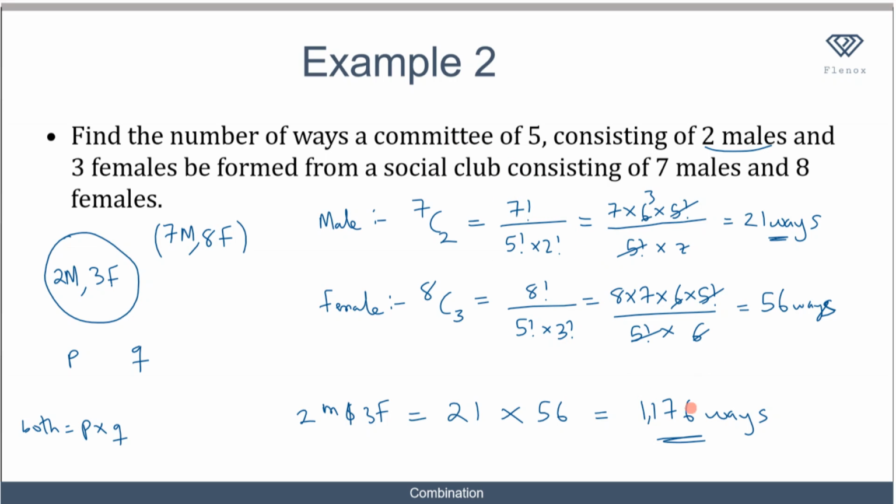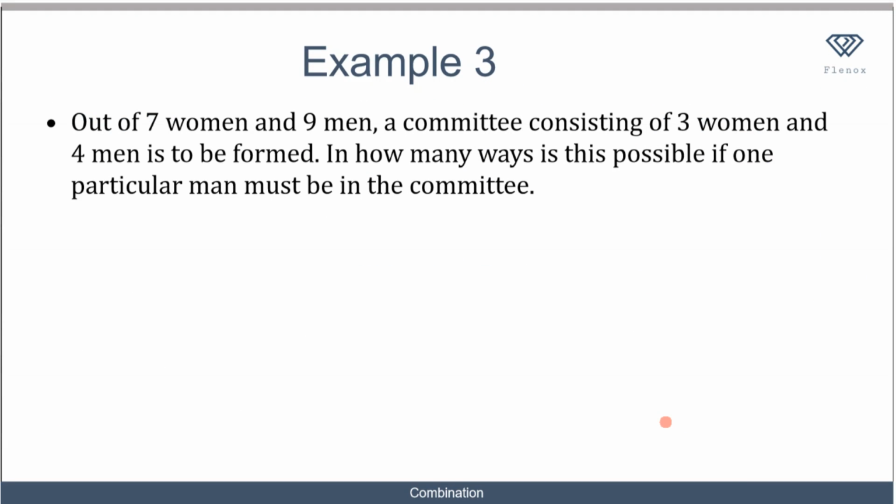Pretty much a large number, as you can see, and that is the beauty of combination. Imagine having to write it out or list out all the possibilities. We would have to list out 1176 ways, which will be very long and tedious, and we're definitely going to make some mistakes. But now with the help of this formula, we can easily simplify it and solve it in just 1 or 2 minutes. Let's look at another example where we have some restrictions.